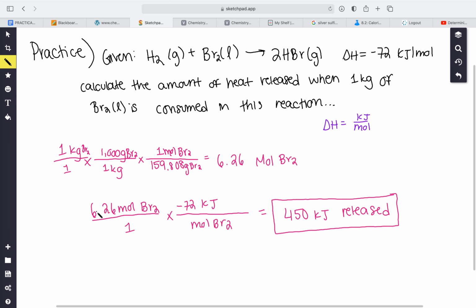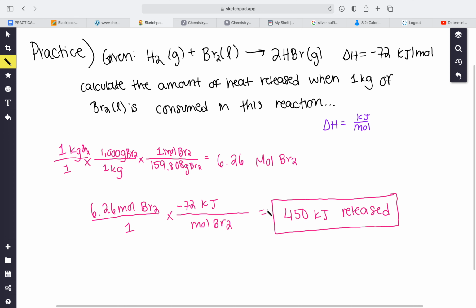And then from there, all I did is I did the moles times the delta H that we were given in order to cancel out the moles and get the heat. I got 450 kilojoules released, right? So you might be looking at this and you're like, why is it not negative? It was negative here. That's not how math works, Grace.